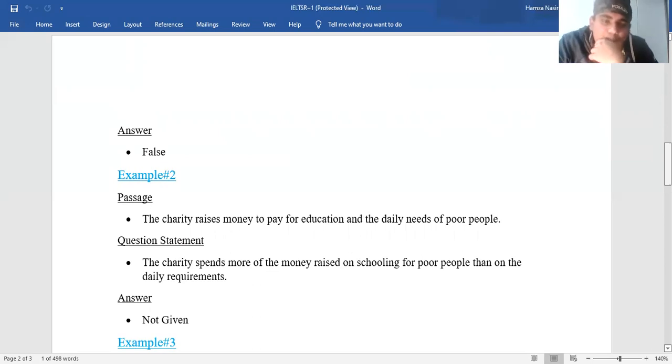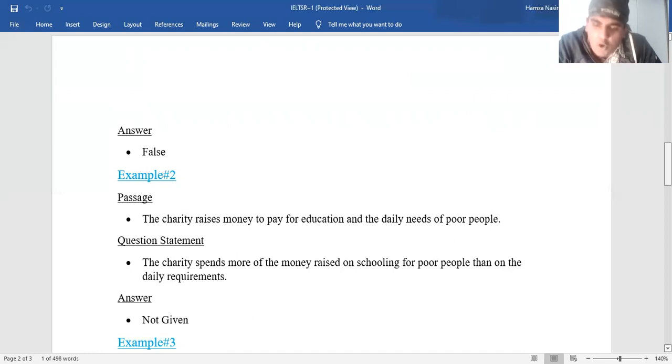Now, in this case, the answer, well, obviously I mentioned it's not given, but why is the answer not given? If you look at the passage, the charity is raising money for two purposes. A, paying for education, and B, meeting the daily needs of poor people. Whereas in the question statement, it's giving a formula, a means of weightage of distribution of that charity's resources, that the charity is spending more of the money raised on schooling for poor people than on the daily requirements.